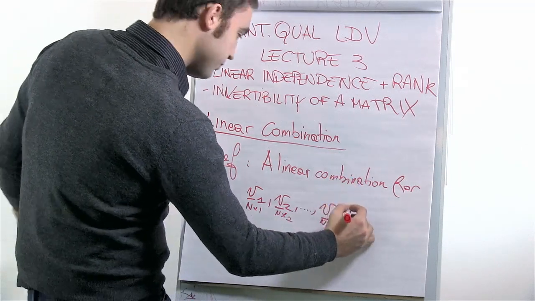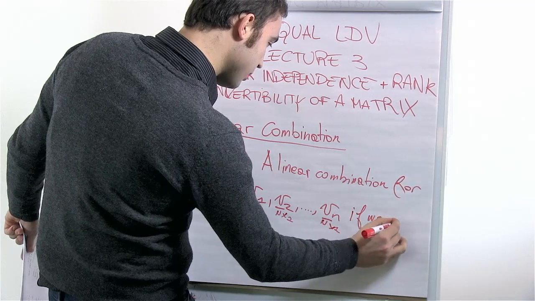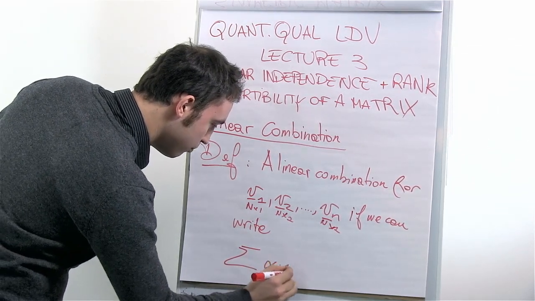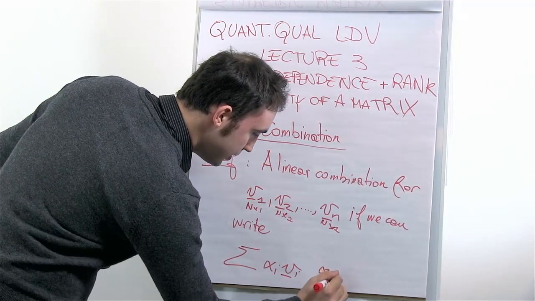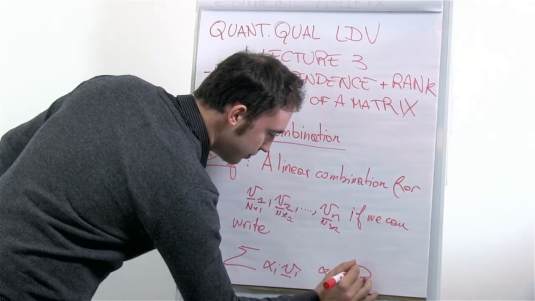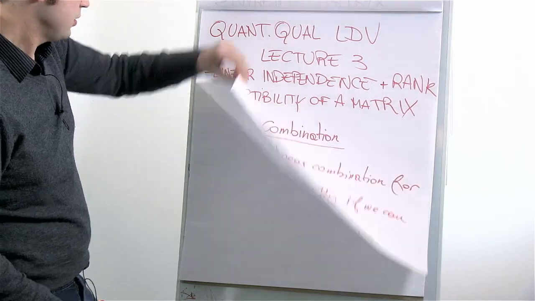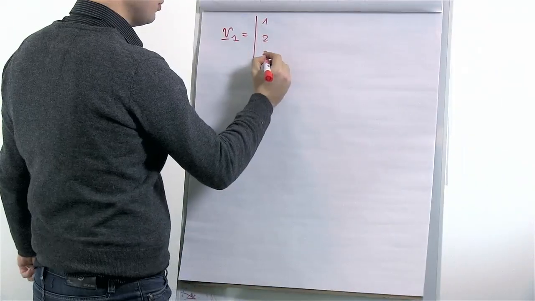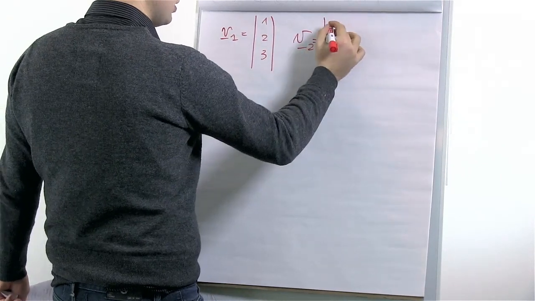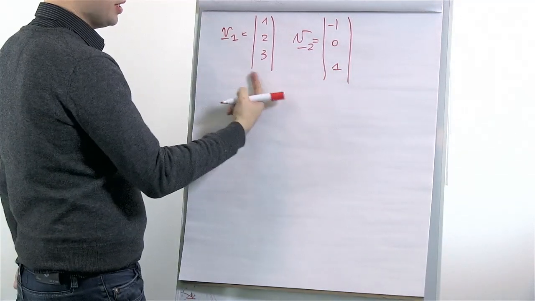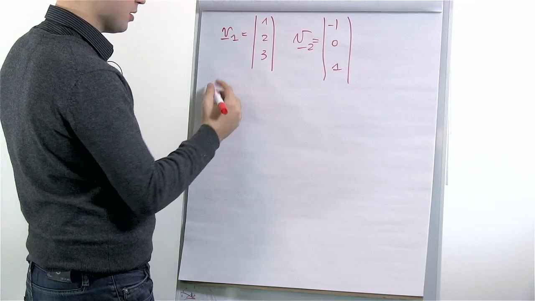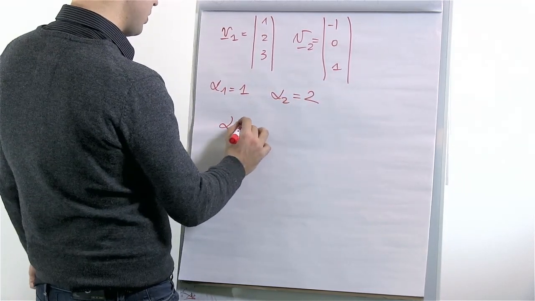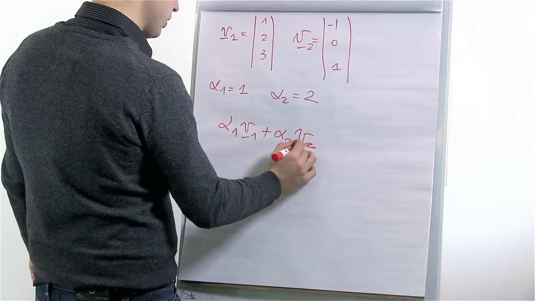If we can write the sum of alpha i times vi, where alpha i is a scalar, a real number, then we have a linear combination. For example, if v1 is equal to 1, 2, 3, and v2 is equal to minus 1, 0, 1, then a linear combination of these two vectors, with alpha 1 equal to 1 and alpha 2 equal to 2, is alpha 1 v1 plus alpha 2 v2.